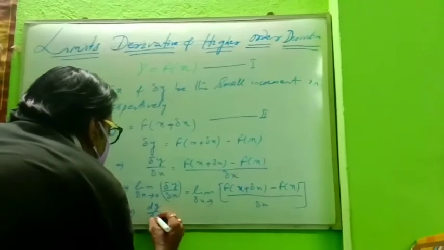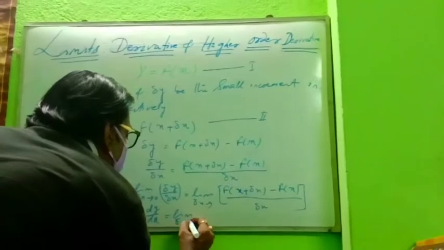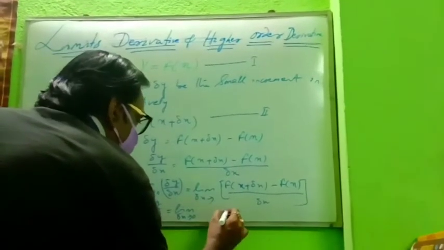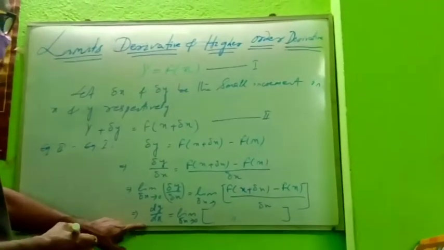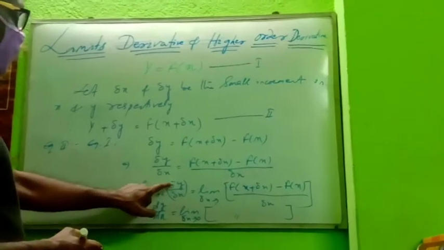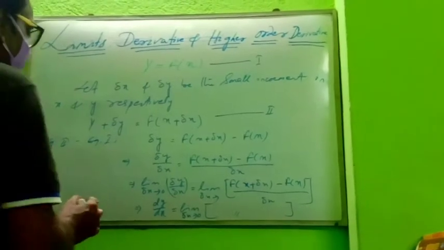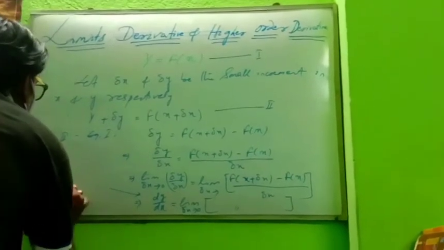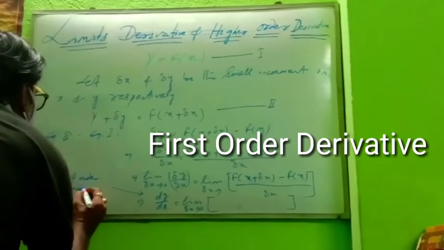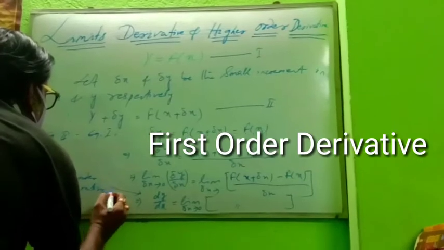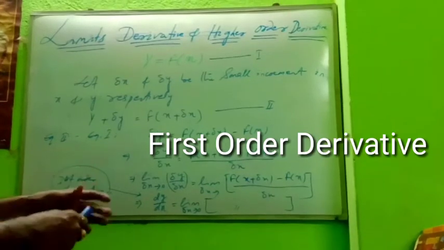Dy by dx is equal to limit delta x tends to 0, you have to copy here. That means dy by dx is equal to limit delta x tends to 0 of delta y by delta x. This is nothing but first order derivative. This is called first order derivative. The dy by dx is called first order derivative.